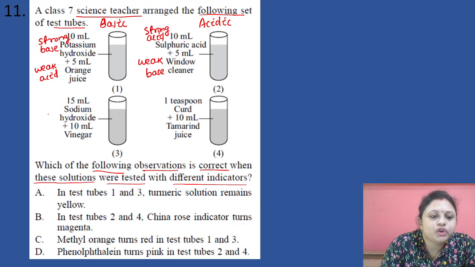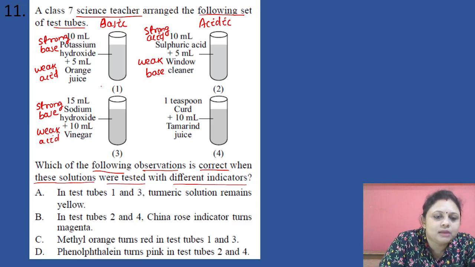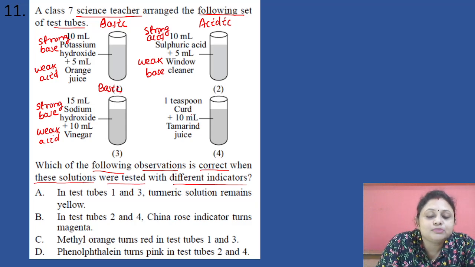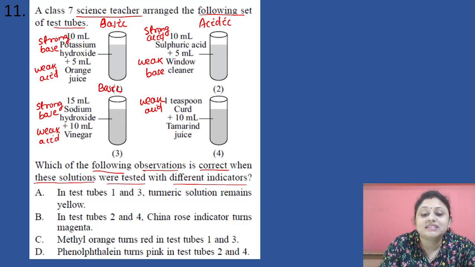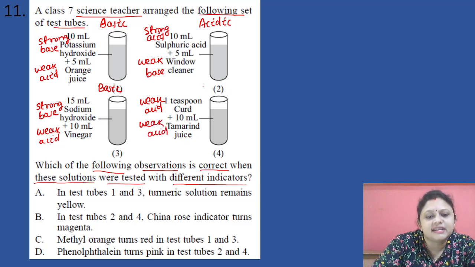So, 15 ml sodium hydroxide. Sodium hydroxide is again a strong base, and 10 ml vinegar. Vinegar contains acetic acid, which is a weak acid. Again, strong base 15 ml, weak acid 10 ml. Resulting solution is basic in nature. 1 teaspoon of curd. Curd contains lactic acid, which is a weak acid. Okay. Then 10 ml tamarind juice. Tamarind juice contains tartaric acid. It is also a weak acid, but both the solutions are acid. Then it is acidic in nature.